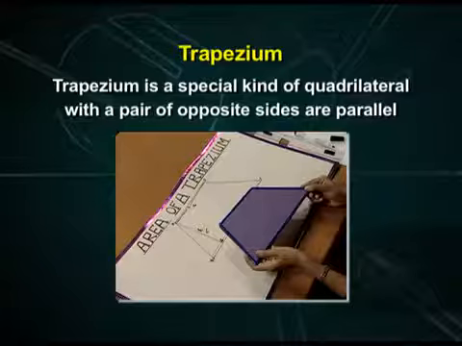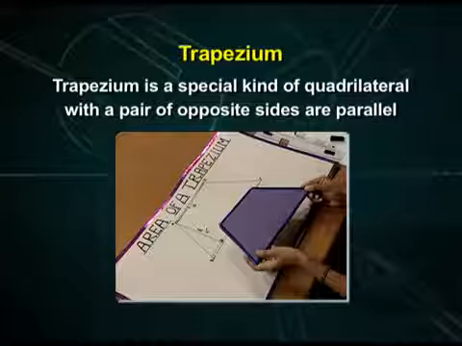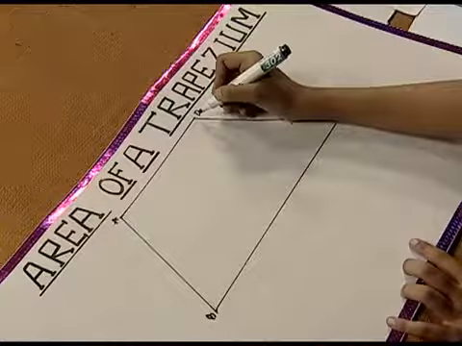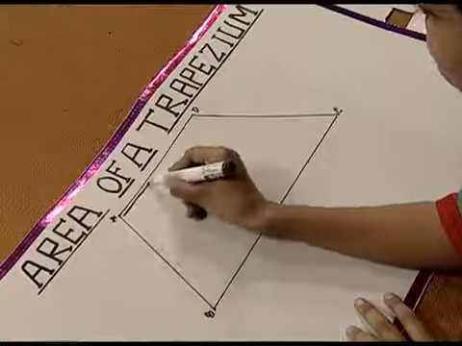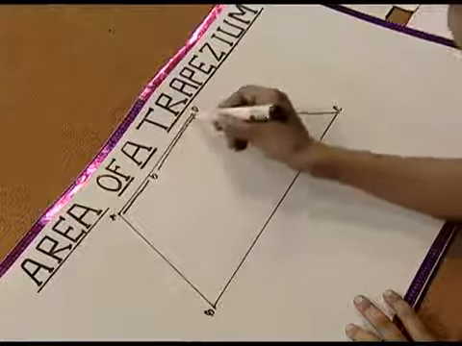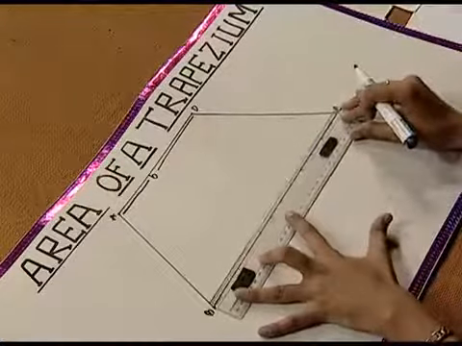And do you know what a trapezium is? A trapezium is a special kind of quadrilateral with a pair of opposite sides parallel. Now, this ABCD is a trapezium with AD and BC parallel. Let us mark this AD as b units and BC as a units.